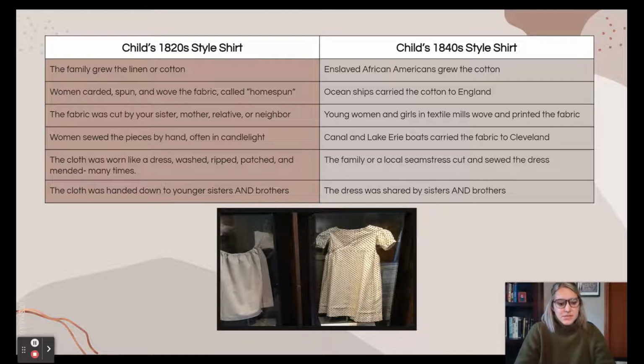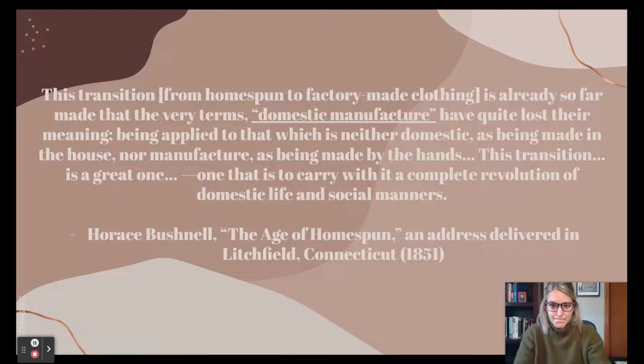In the 1840s, we see the development of those transportation networks, we see the development of the mills, and so it goes from being cotton grown in the South by enslaved Africans, sometimes then transported to England or the Northeast. And then we see it being turned into fabric, which the woman of the family can purchase and then turn into an item to be worn by the family.